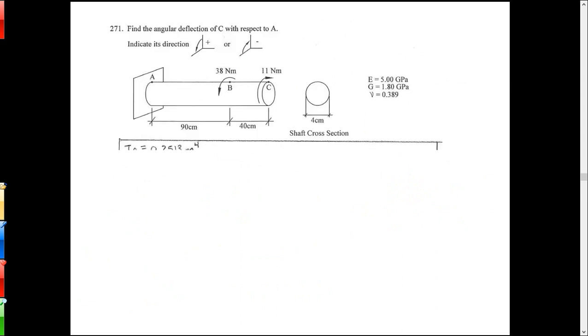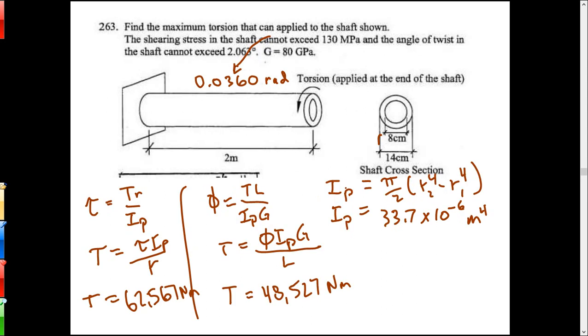Does that mean it's failing at shear at 62,000 and then it's failing at twisting at 48,000? Yeah, so right. You're just going to say the whole thing is going to fail at 48? Yeah, basically what we're saying, right. The torsion can't exceed 48,527, because if it does, we're going to have too much twist in the shaft. As soon as you go up to 48,528, you've got too much twist in the shaft. So you've got to stop when you get to 48,527. That's how I think about it.